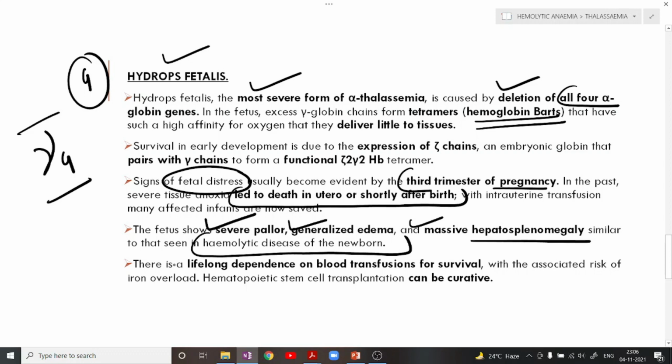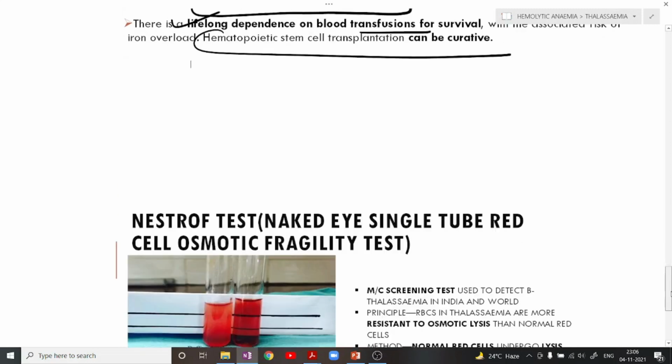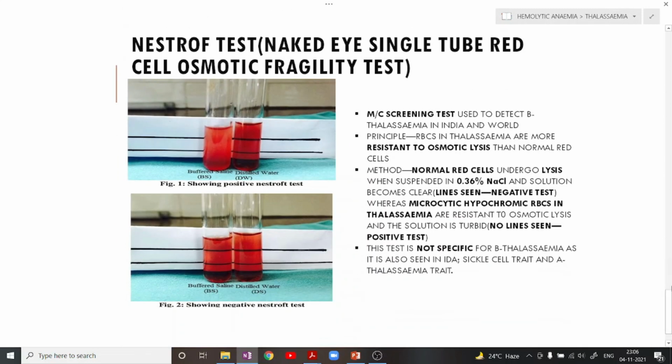Now such children require lifelong dependence on blood transfusion for survival, and hematopoietic stem cell transplantation is curative for the patient. Okay. Now with this we have completed alpha thalassemia, and this is the last slide for the day, and this is very, very important.